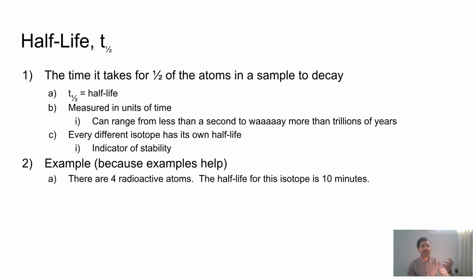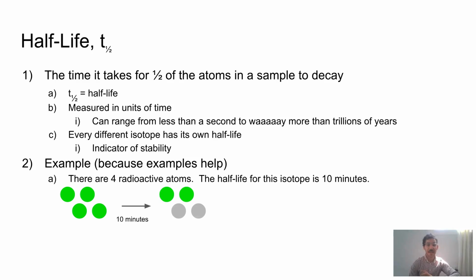So examples, because examples help. Let's say we have 4 radioactive atoms, and the half-life for this isotope is 10 minutes. After 10 minutes, half of those are going to decay into something else. I'm not going to totally take them off the table, but they're something else now. They're not the element that we're studying. And so after another 10 minutes, half of my sample will decay, so I only have 1 atom left.